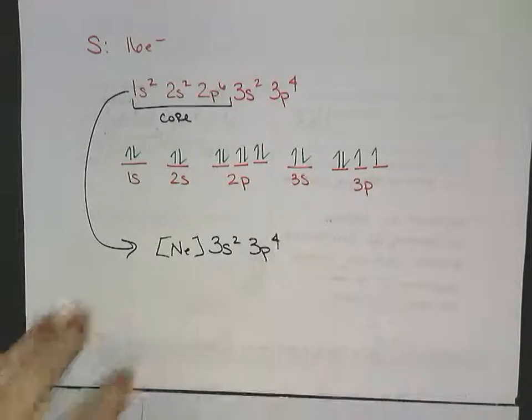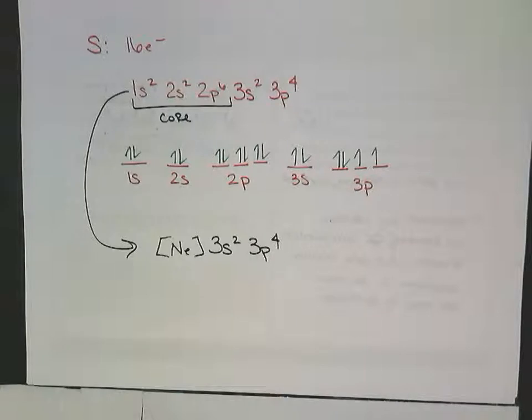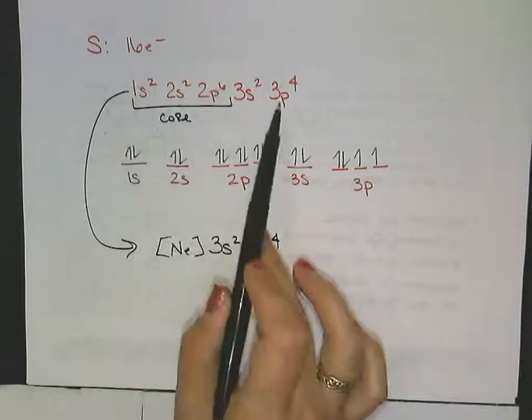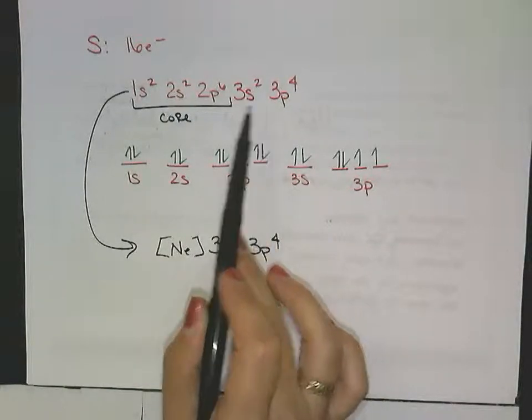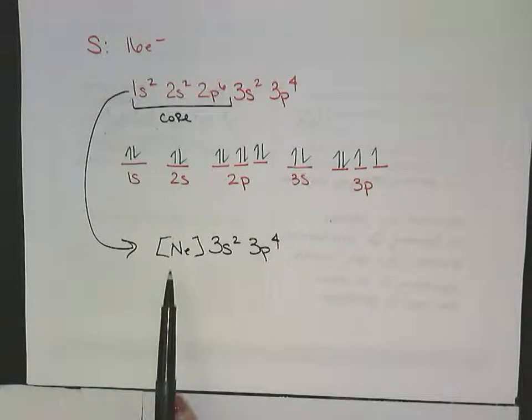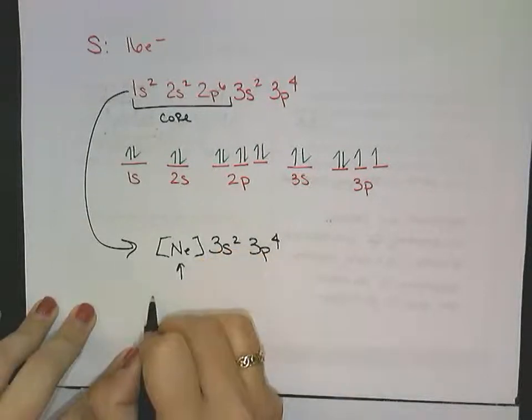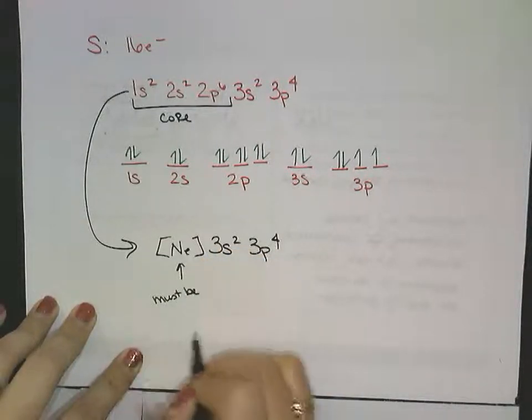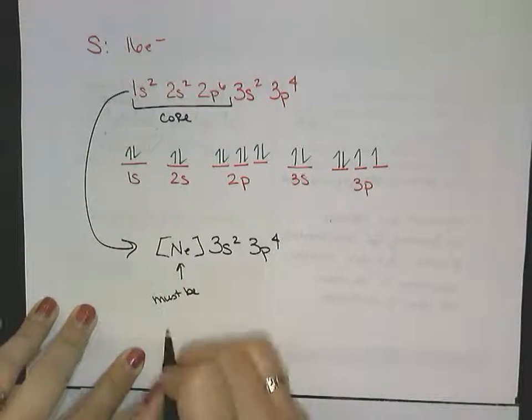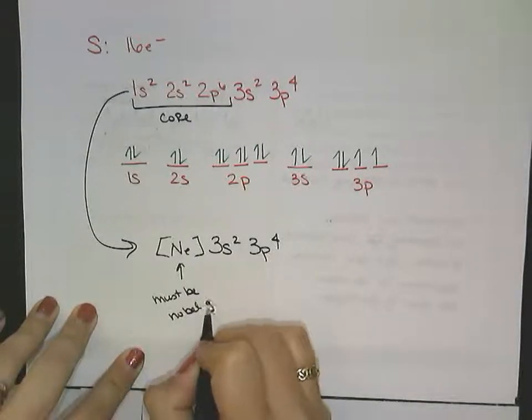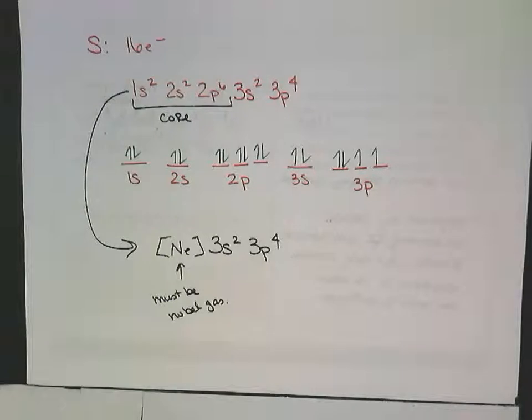Mastering Chemistry will accept either you writing out the entire electron configuration, or this shorthand. If you put bracket, element, the one in the bracket must be a noble gas. It has to be an end cap, right? Because it doesn't make any sense if you start in the middle. It's a full complement of electrons.